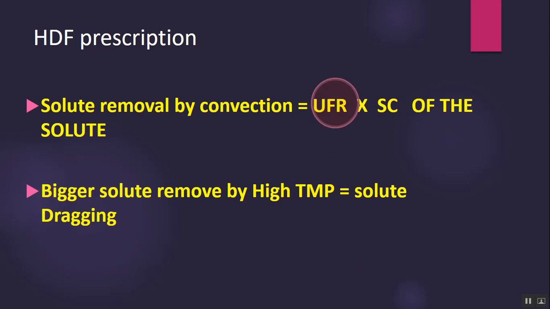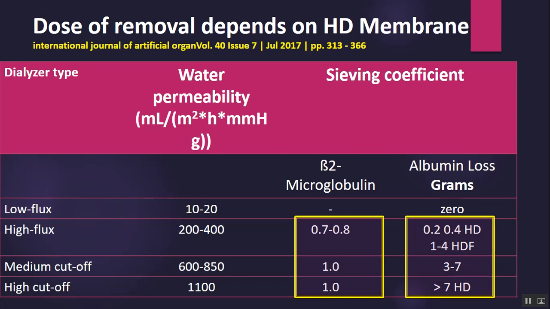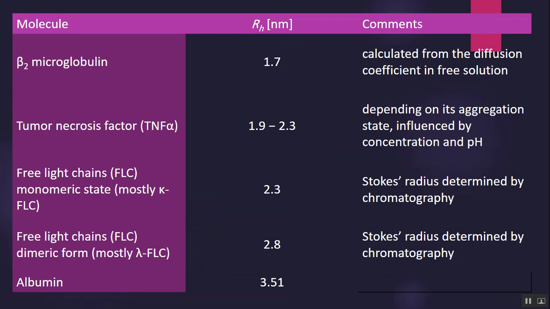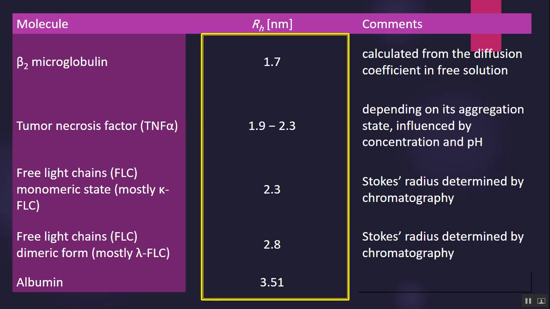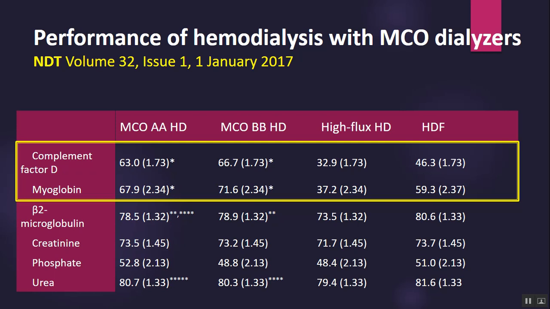In HDF, نعتمد تماما على الultrafiltration rate and the substitution volume. The risk is more albumin loss: in medium cut-off from 3 to 7 grams and in high cut-off above 7 grams per hemodialysis session. But we have much improvement in removing big molecules like free light chains, kappa and lambda. Complement, myoglobin, beta 2 microglobulin are all efficiently removed by HDX, medium cut-off, high flux, and hemodiafiltration, with superiority of HDF and HDX.